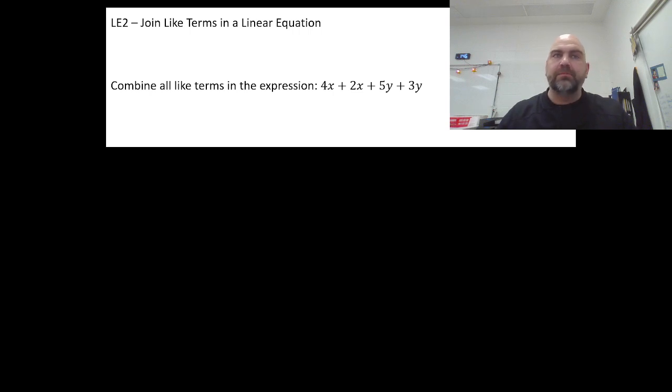Let's take a look at this one. What you might want to do is pause here and then start it up again once you have an answer, and we'll see what that answer looks like.